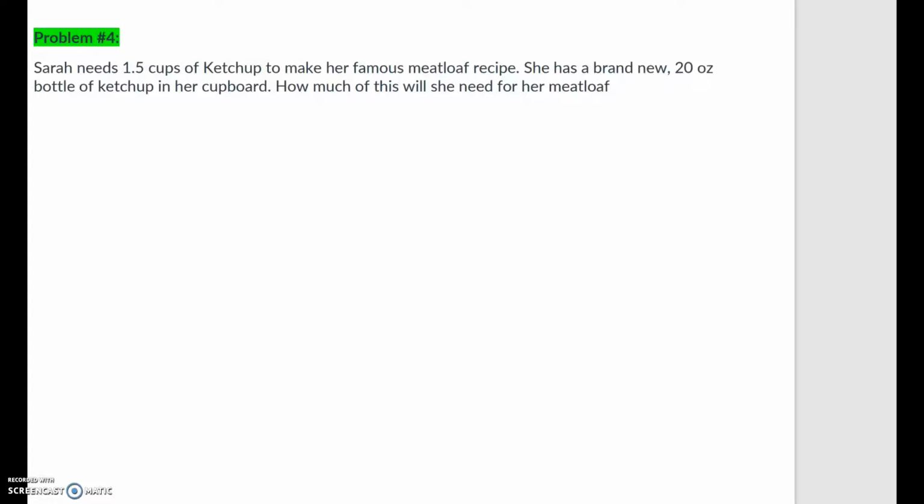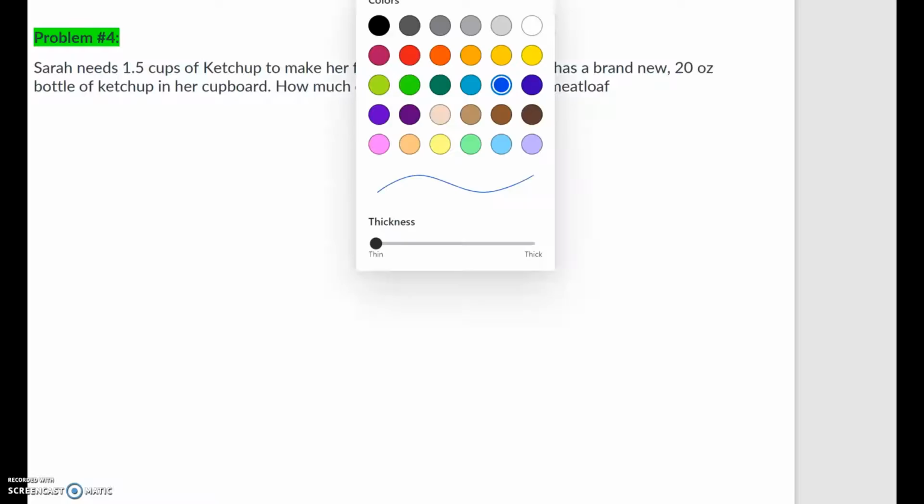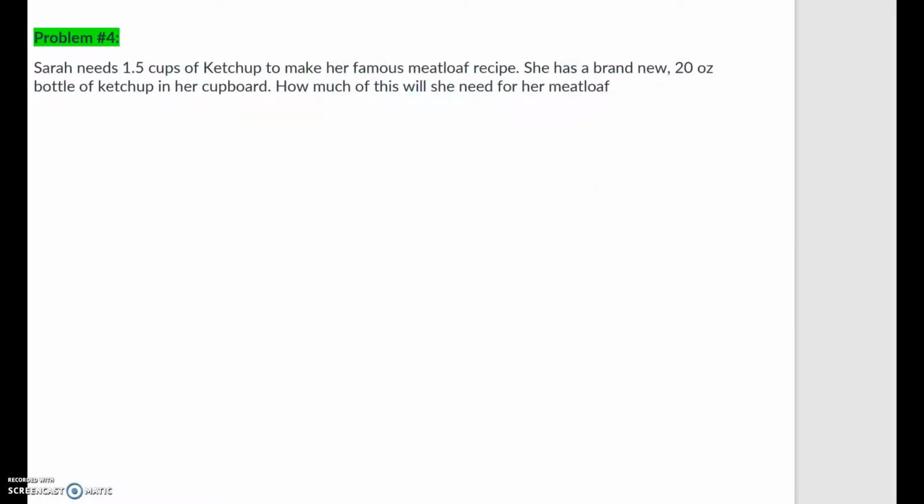Hi class, let's take a look at example 4. In example 4, they're talking about a recipe. Here's the basic idea. We're going to go from technically 1.5 cups, and we need to express this as ounces. So let me just rewrite it.